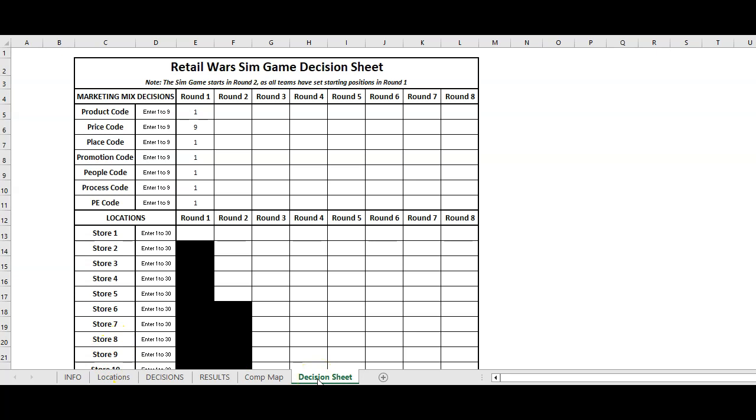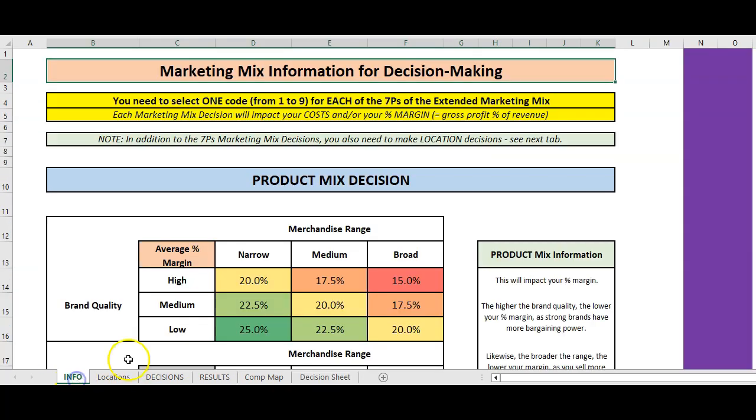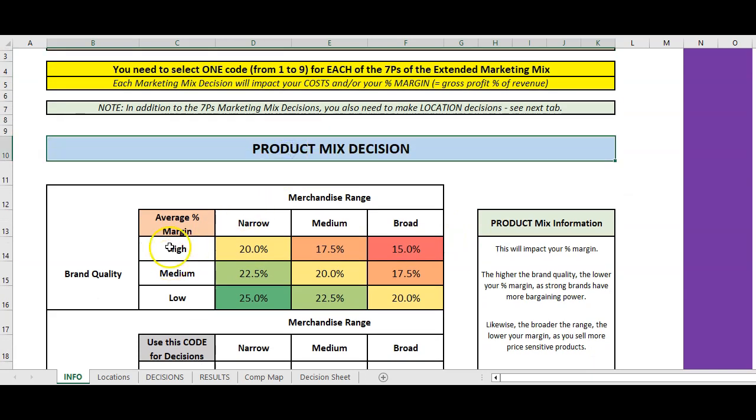This is the spreadsheet that your lecturer or teacher will have. I'll come over here to information, and you'll have a copy of this. It will be given to you, all these marketing mix decisions. But just to make sense of them, I'll work through a couple of them. For each one, you'll have the heading, and then what the trade-off is. It's always presented in a set of 9 boxes as a matrix.